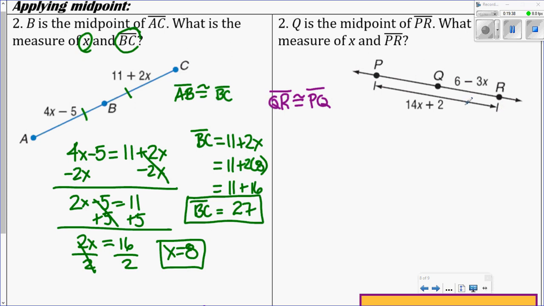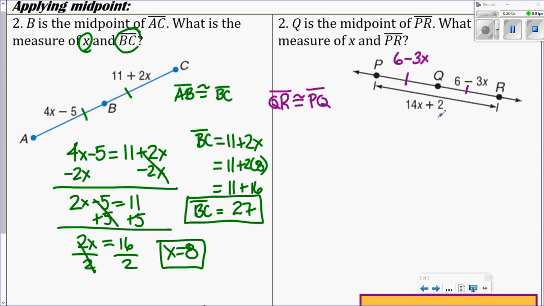This whole thing is 14x plus 2. We only have 6 minus 3x for this segment. But since this is congruent to this, that means this is also 6 minus 3x. So you've got two ways to do it. You could put 6 minus 3x plus 6 minus 3x equals 14x plus 2.